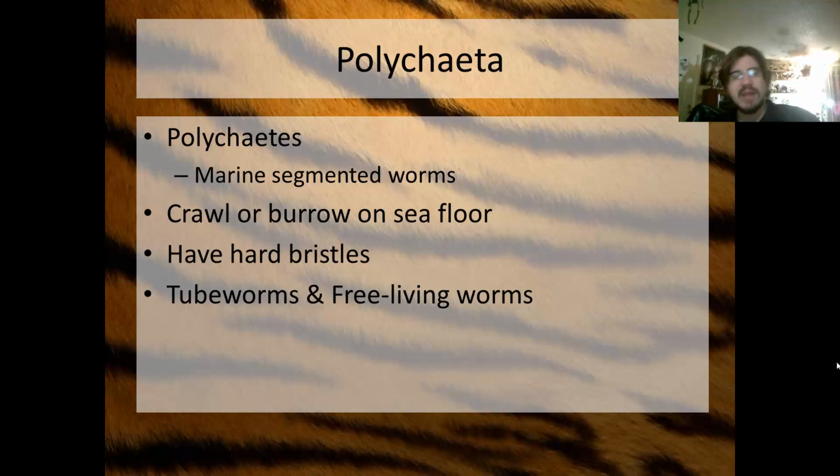Tube worms are polychaetes that basically burrow into the ground and they build a tube to live in. And then they have really cool advanced mouth parts around their mouth that filter food out of the water. And so when they go to feed, they come out of their tube and stick out their feathery mouth parts and collect food, and then they can come back into their tube and get the food out of the feathery appendages and into their mouth. So they're pretty cool. And then the free-living worms are just segmented worms that crawl around and move.